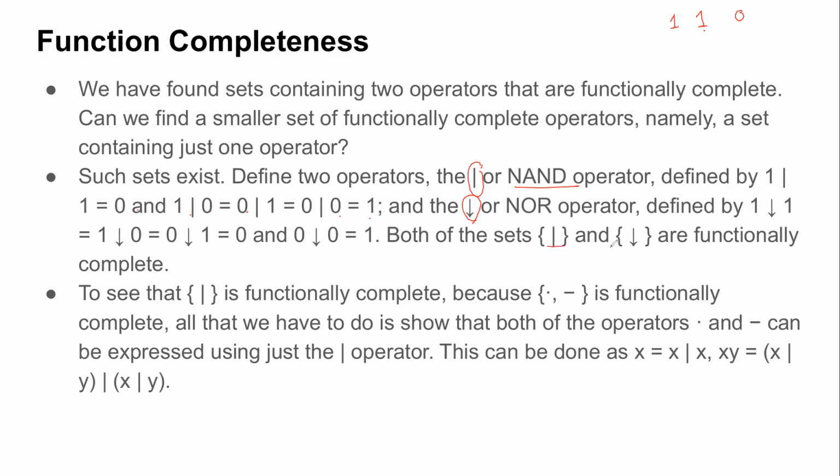And both of them are functionally complete. You can easily check it because suppose you want to get the complement of a variable. Can you tell me how I can get the complement of a variable using a NAND gate?